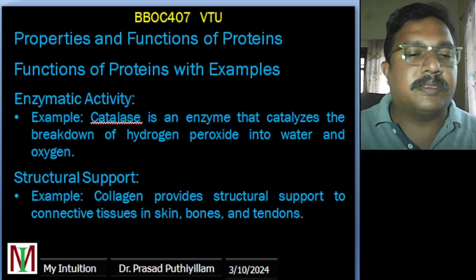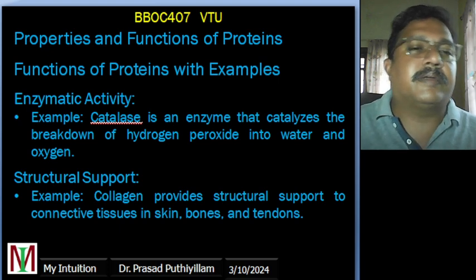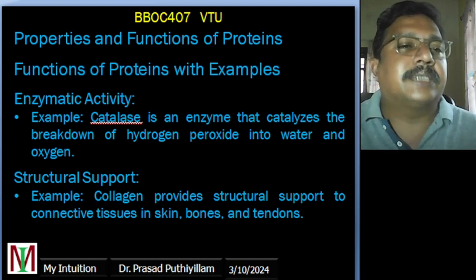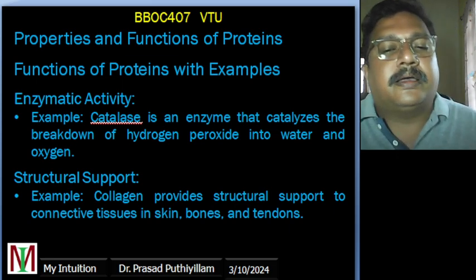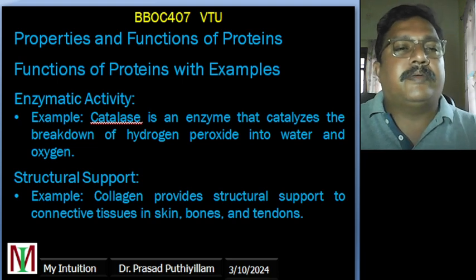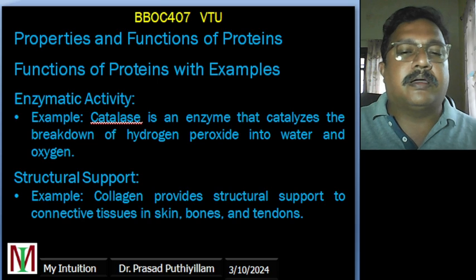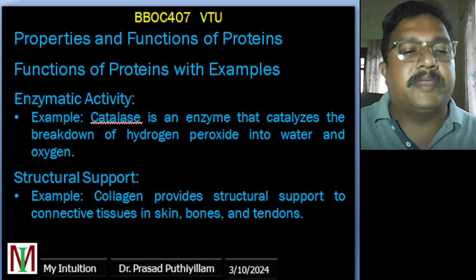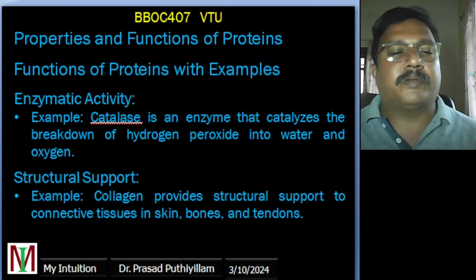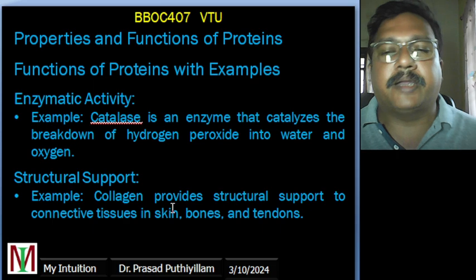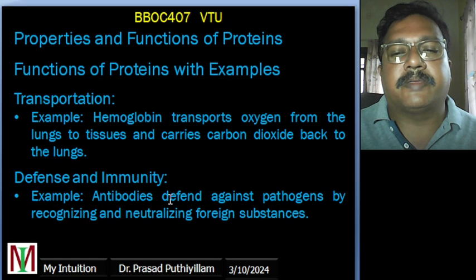So for movement, the tendons need flexibility, and that is given by the protein. The main example is collagen. Without collagen, our skin will sag and dry up, and bones will weaken. There will not be much movement, and flexibility also will not be there. So collagen is very important. It is a structural protein, giving structural support.